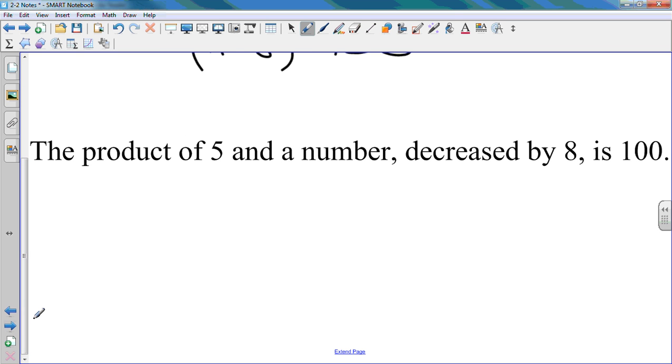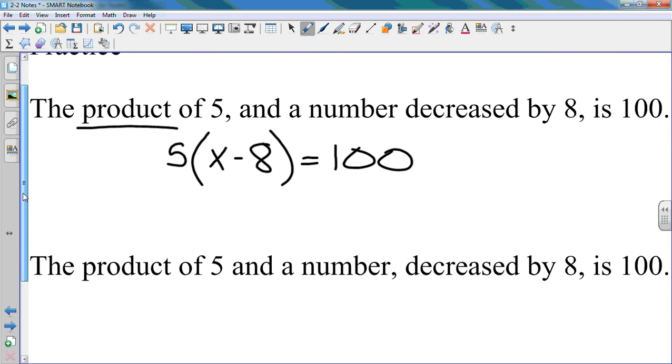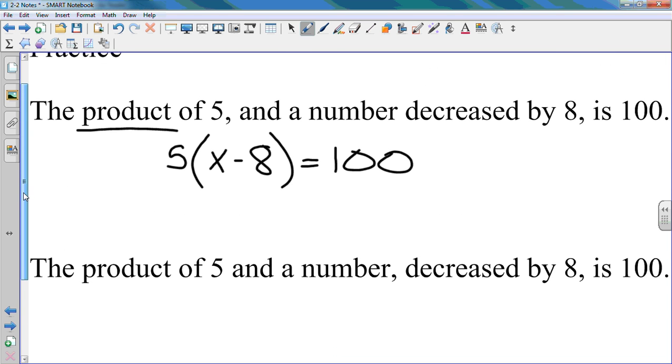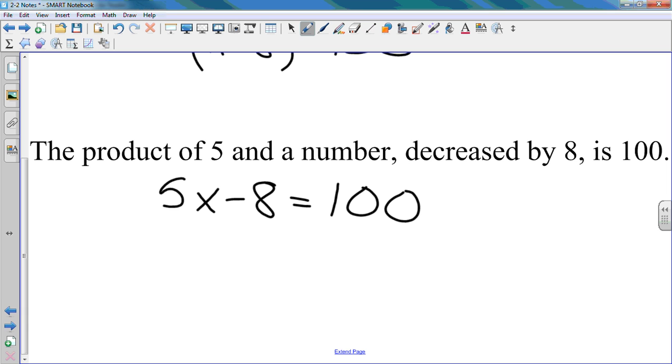The product of 5 and a number, did I just do that one? No. The comma's out. So what's this one? The product of 5 and a number, comma, decreased by 8. 5x minus 8 equals 100. That's why I did that. You see the difference? Good.